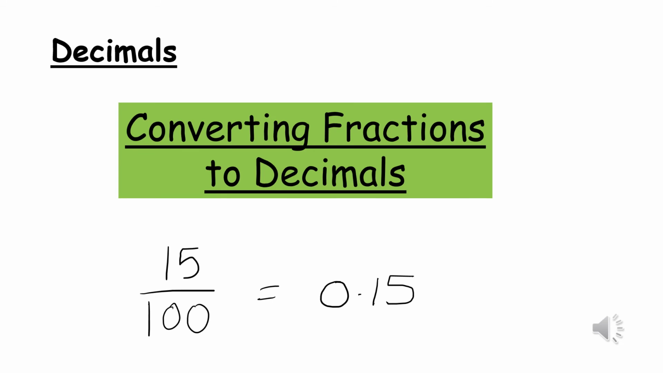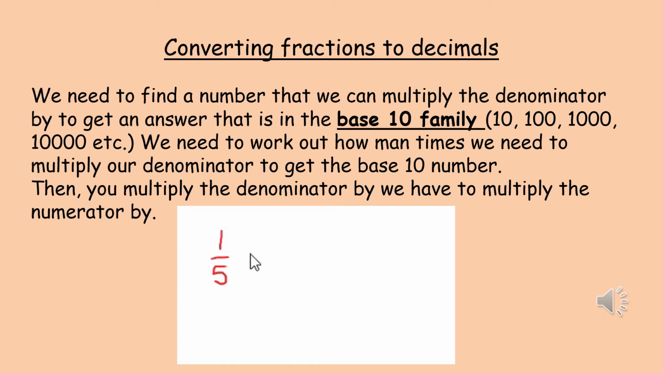Decimals, converting fractions to decimals. So now you can see an example here that you will be writing in your books or on your paper, your notes. 15 over 100, which also equals and is the same as 0.15. Let's have a look at how we do this. Now we're looking at converting fractions to decimals.